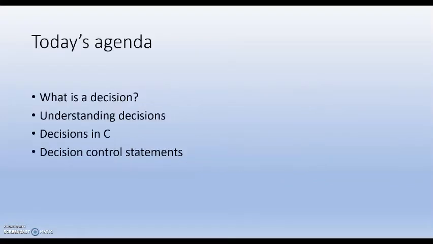So now let's get on with the video. Today's agenda is that we are going to be learning about decisions. So what is a decision? Then we are going to be understanding a little bit about decisions, and we will go on to decisions in C. So that will be a little bit language specific. What are decisions in C? And then we'll look a little bit at decision control statements. What are decision control statements, and a little bit of detail about them.